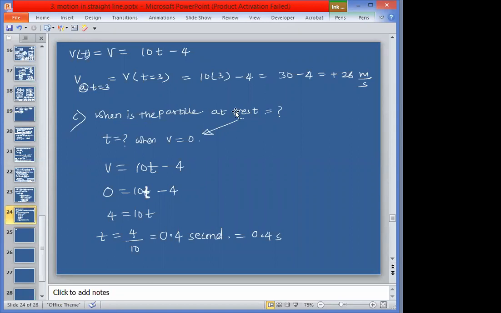When is the particle at rest? At what time will the particle be at rest? At which time is the velocity of the particle 0? Put the velocity value as 0 and find the value of time. What are you asking? The value of V will be the same.